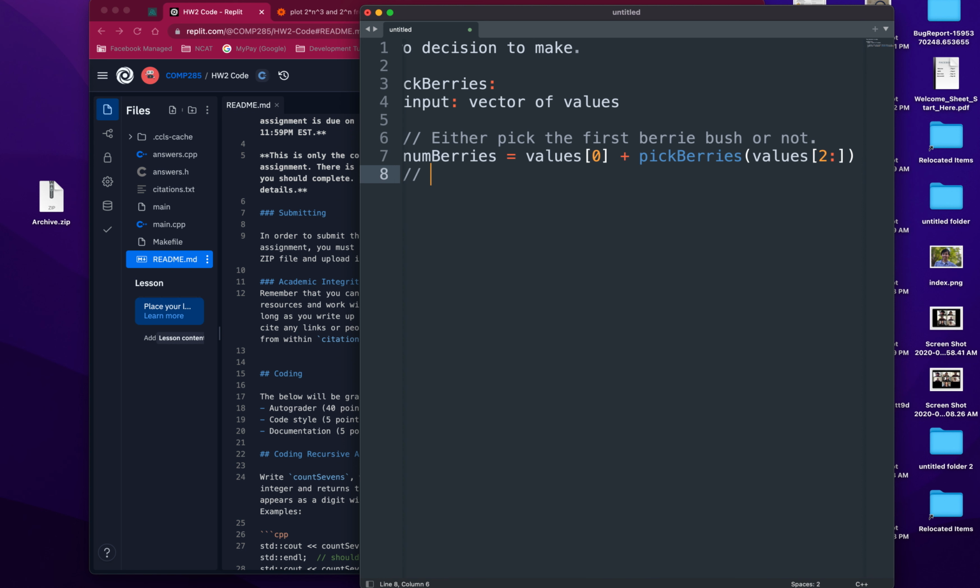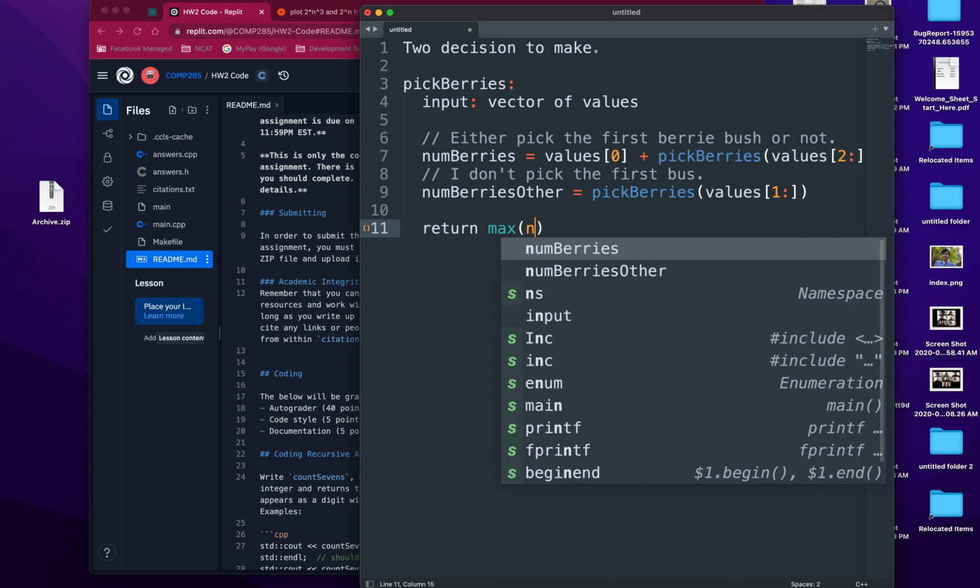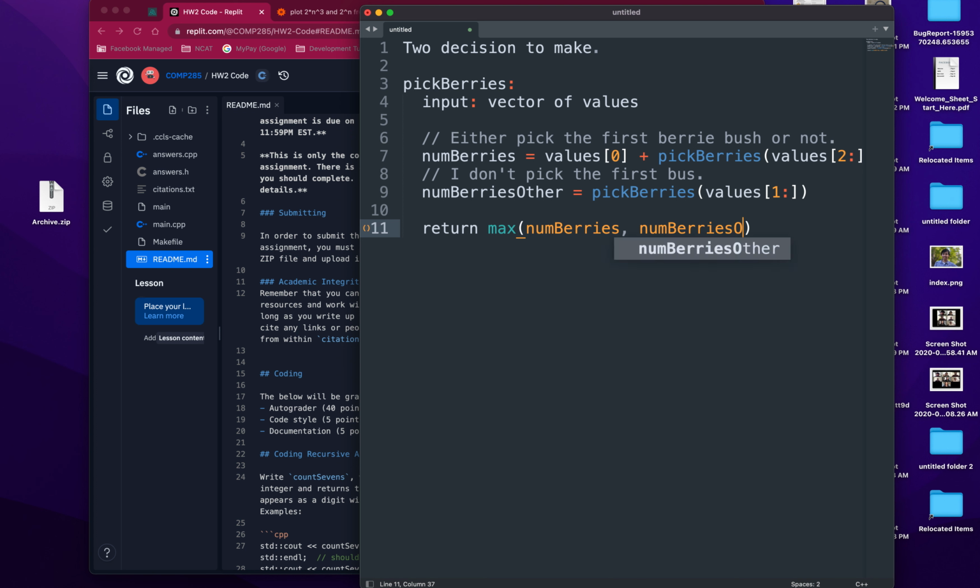The other option is I don't pick the first bush, in which case num berries other is just going to be pick berries of values 1 onwards. Right? Does it make sense? So I look at the next berries. I don't pick the first bush, so that means I could pick the next one, so I only look at everything left over. And then finally, we're trying to find the maximum number of berries we could pick. So we want to return max of num berries and num berries other. So this is the pseudocode that you might come up with in order to solve this problem.